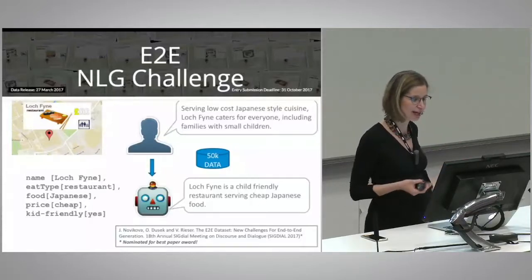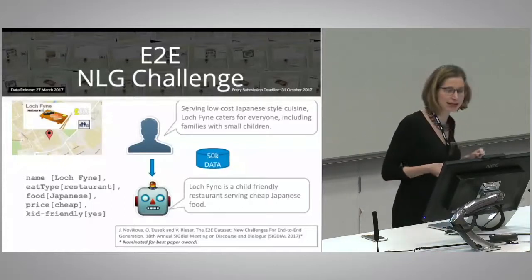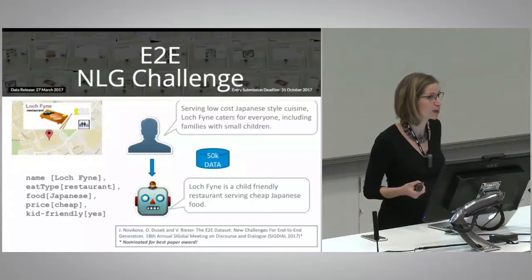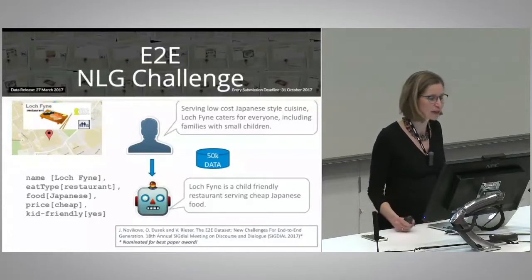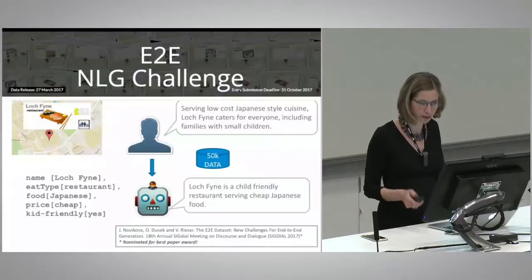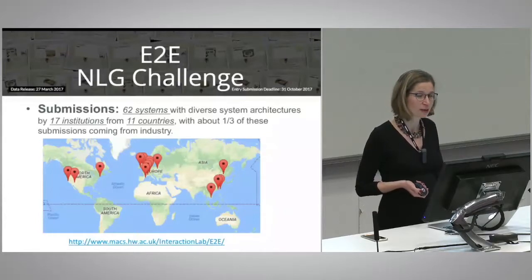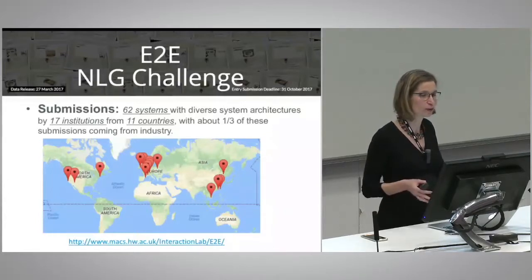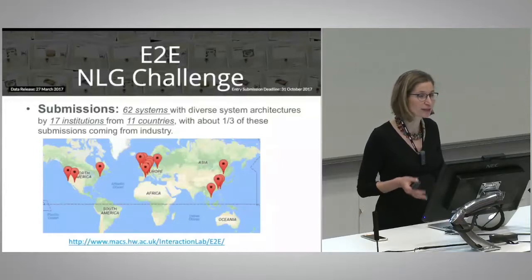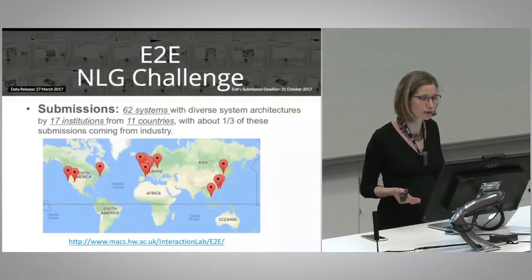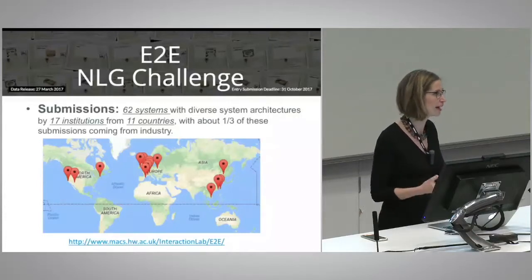So we collected a large data set about people talking about restaurants. So for some reason, restaurants are very popular in our research community. So that's why we chose this domain. And indeed, it was very popular. So we received a total number of 62 system submissions, which was way beyond what we were hoping for. And all these systems had quite diverse architectures. And these were submitted by 17 institutions from 11 countries, and about a third of these submissions coming from industry. So we consider this unexpected success as a confirmation that this is a very timely task a lot of people are interested in.